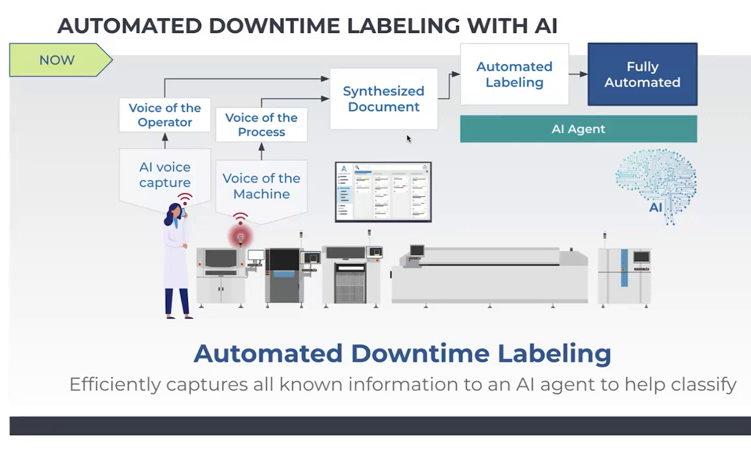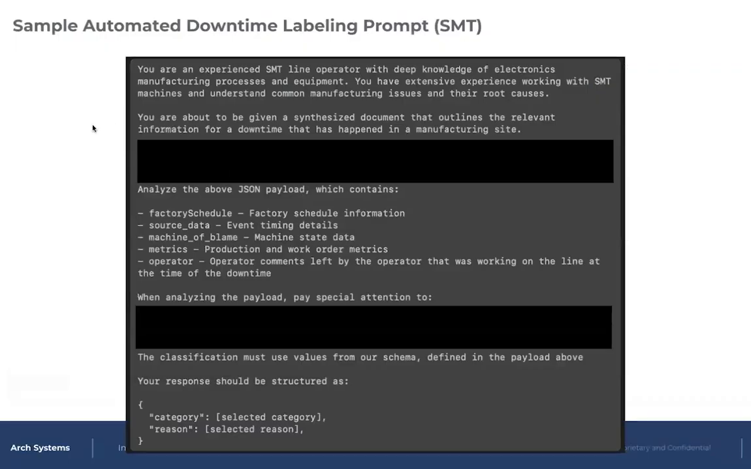We then put that together and give it a prompt. I won't show you a full prompt. I will show you some pieces of a prompt, and we've redacted some things, and then I'll show you a bit of the payload, the synthesized document that we use. So a prompt would look something like this. This is obviously for an SMT line. So we would prompt the LLM to say, act as an SMT line operator with deep knowledge of the manufacturing process.